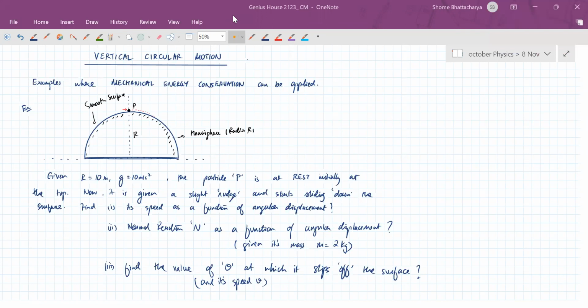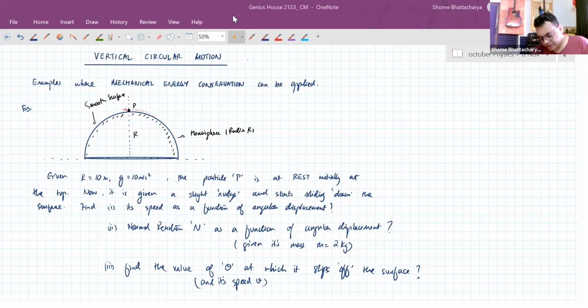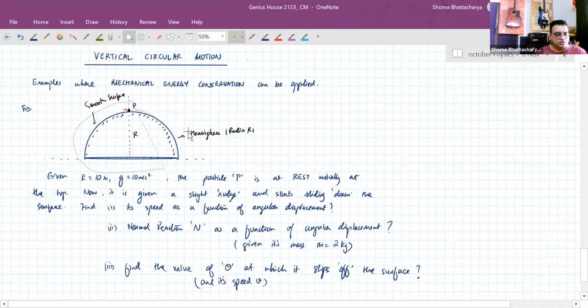So the initial speed is 0. Yes, the initial speed you'll have to take as, it is just given a slight nudge, so its speed is tending to 0. So its speed as a function of theta will become like square root of 2gh, where h is the vertically downward displacement. So the first thing to understand here is how we apply the conservation of mechanical energy principle. Yes, very good, Anirudh, that's correct.